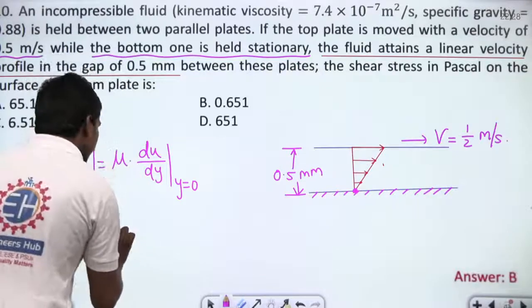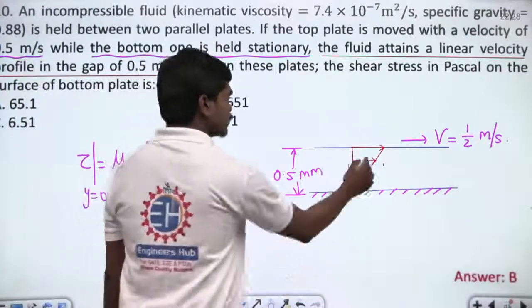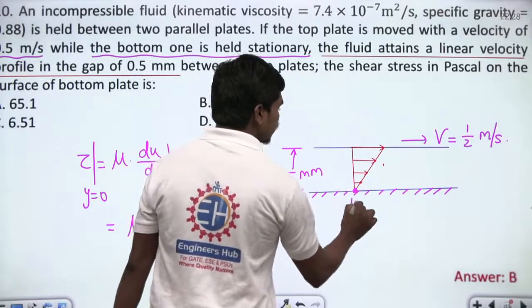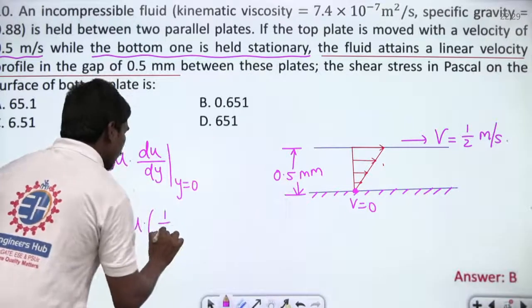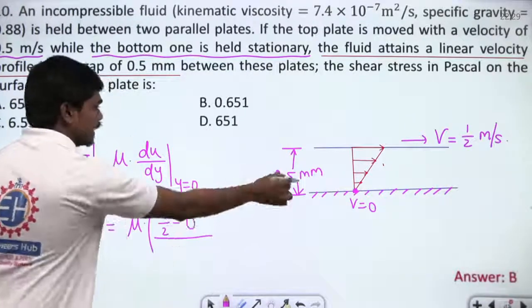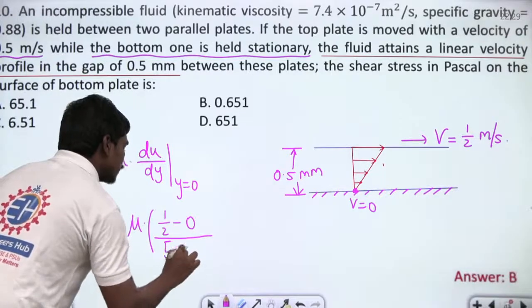So in general, you write mu into du by dy. For linear velocity profiles, the velocity at the top is 1/2, and at the bottom the velocity is 0. So velocity gradient we can write as 1/2 minus 0 divided by this clearance. This is in mm. Let us convert this into SI units. So 5 into 10 to the power minus 4 meters.